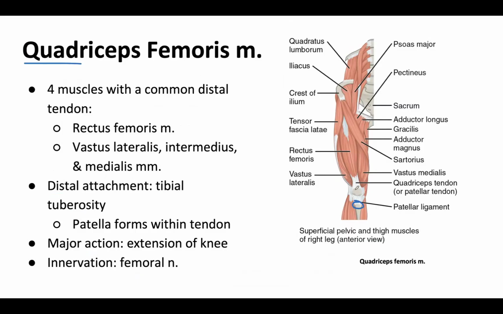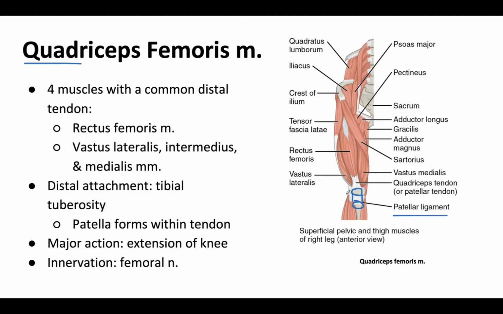Remember, the patella will form within the quadriceps tendon as it is a sesamoid bone. So the portion of the tendon from the patella to the tibial tuberosity is referred to as the patellar ligament because it goes from bone to bone.